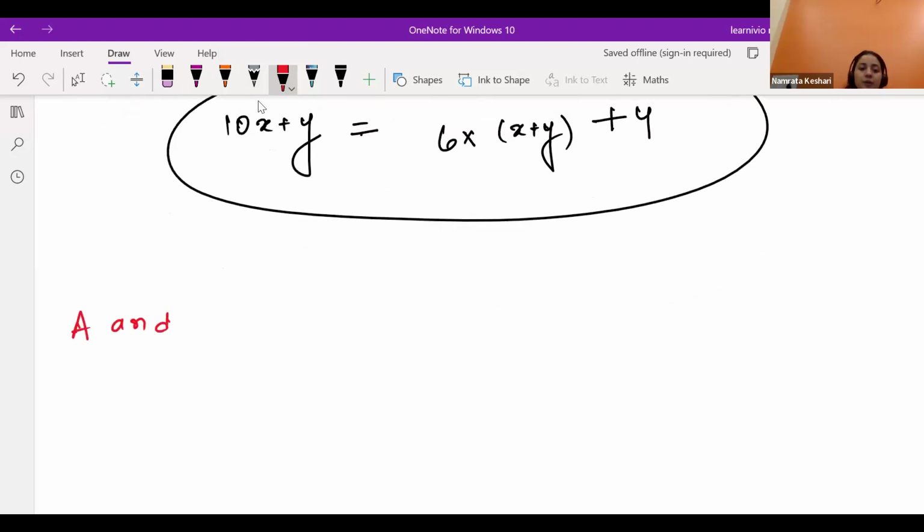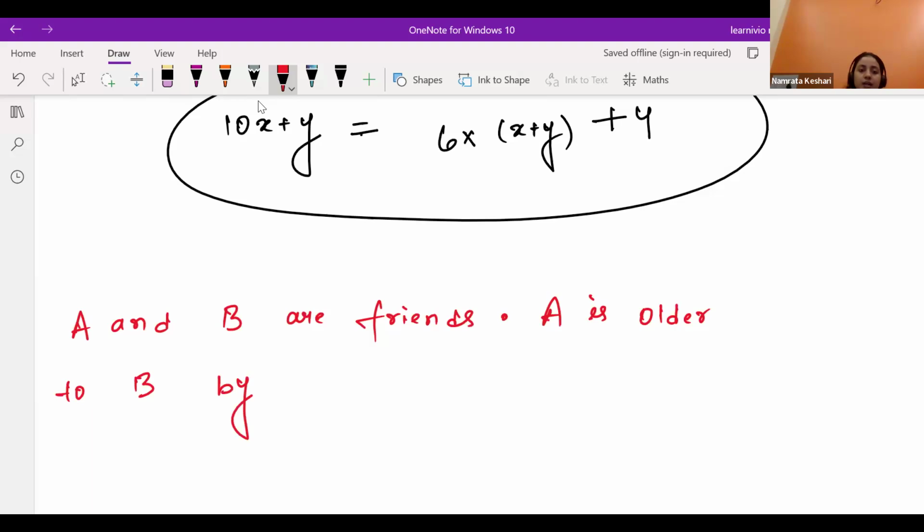A and B are friends. A is older by five years. It looks like it is a pair of linear equations we will be getting from this. Okay, let me write it anyhow.